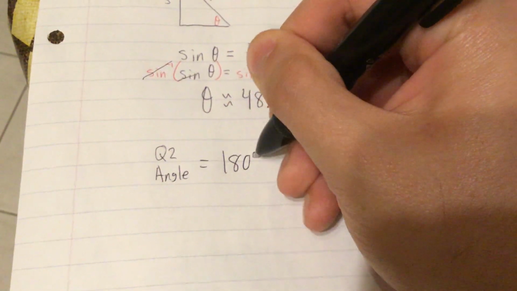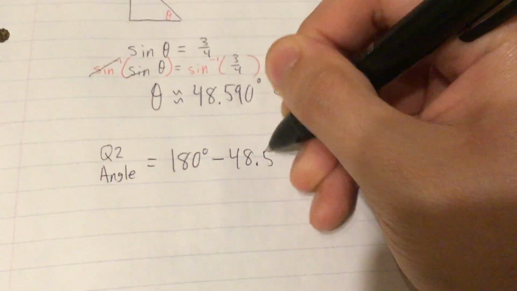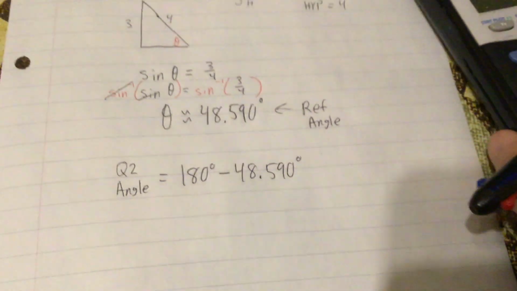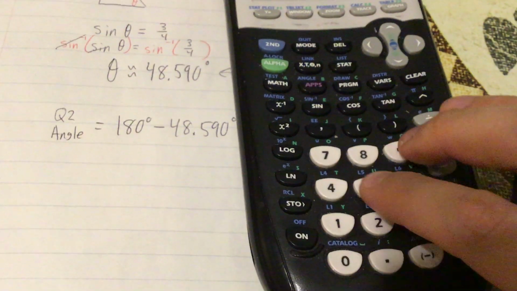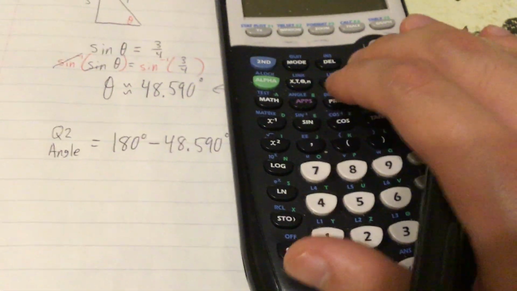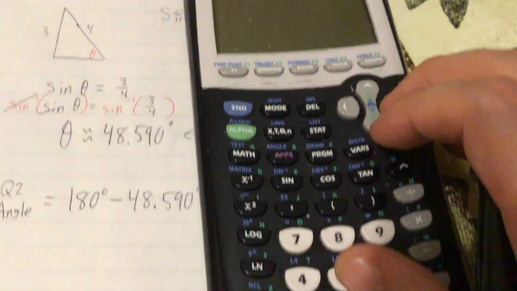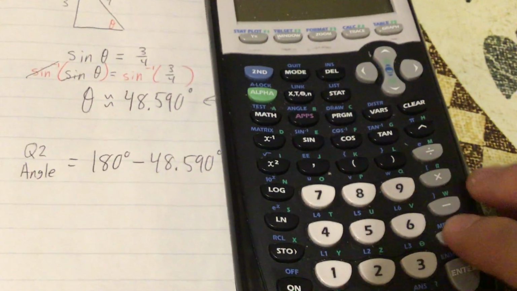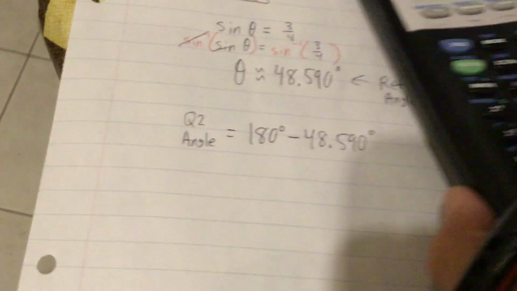So Q2 angle is equal to 180 degrees minus that reference angle, 48.590 degrees. So let's subtract that from 180. Sorry about that. I accidentally put in front. So that's going to get me 131.41.